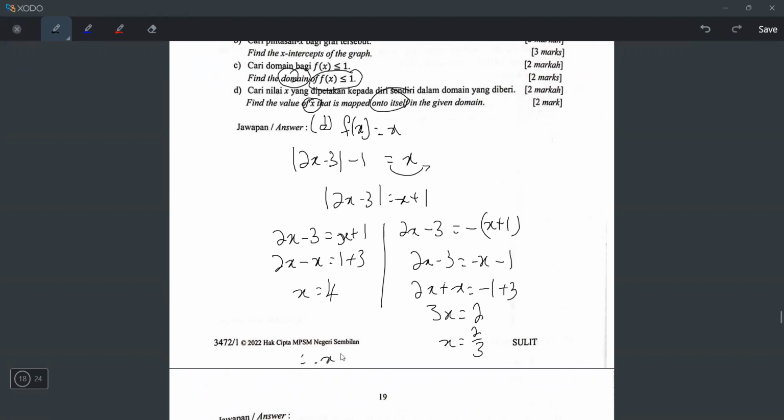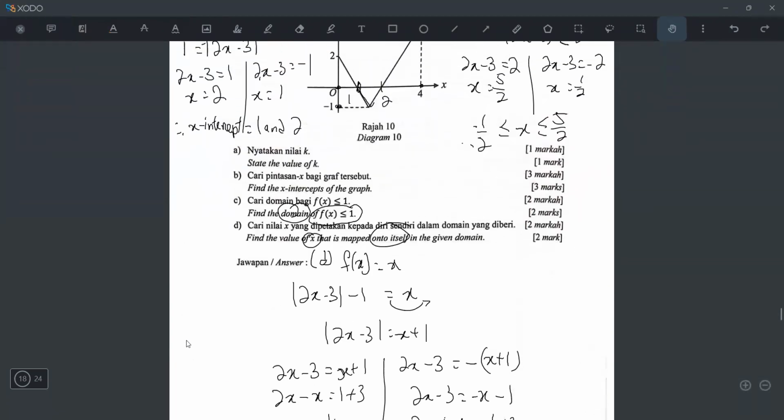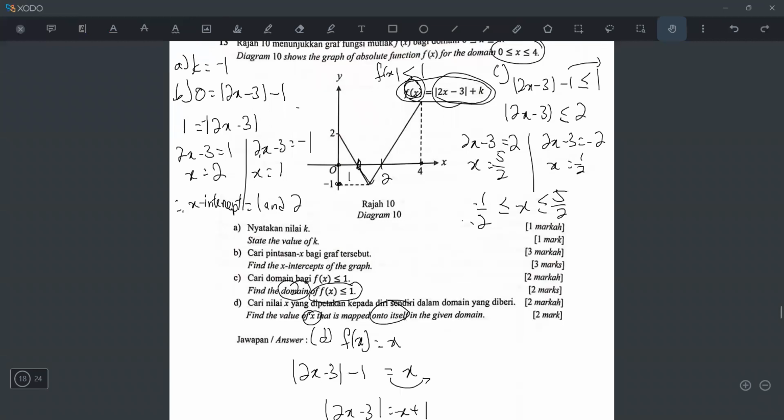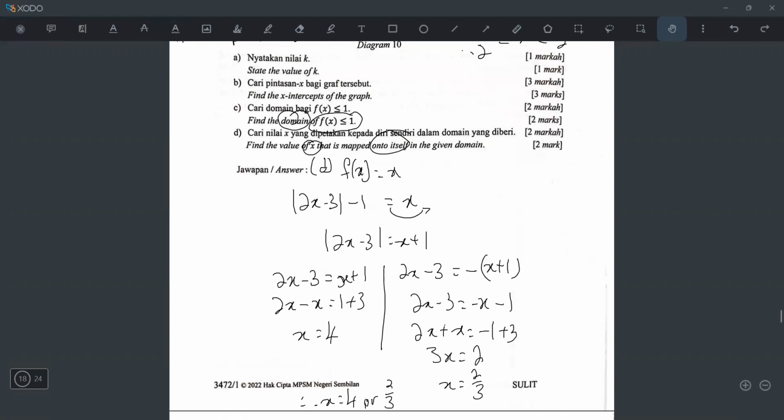Right? So find the value of x, got two answers, 4 and 2 over 3. So I write here x equals to 4, comma, or 2 over 3. Okay, so that's the answer. Let me check with the answer scheme and see whether I do it correctly. Number 13, -1, 1, 2, -1, 1, 2. Okay, yes. And then 1 over 2, 5 over 2, yes. 4, 2 over 3. Yep.